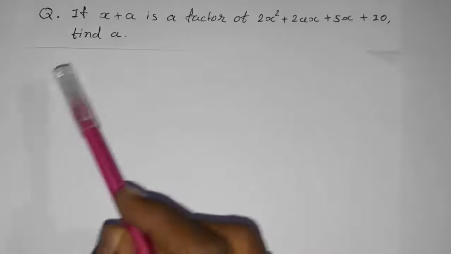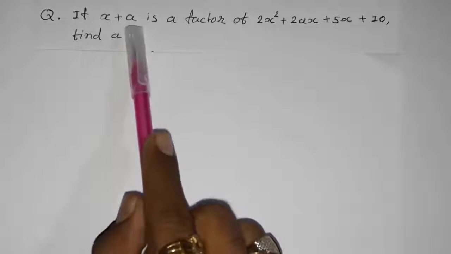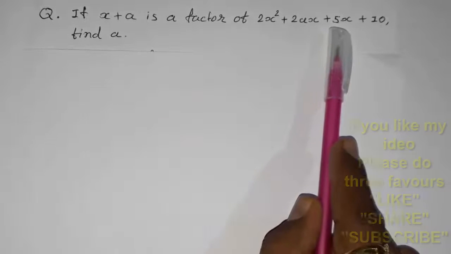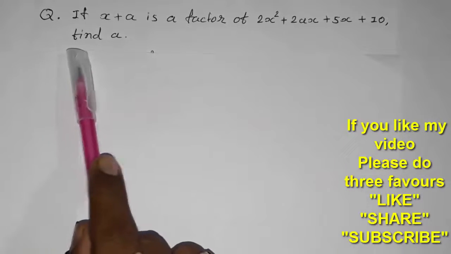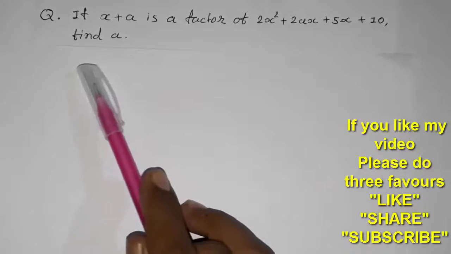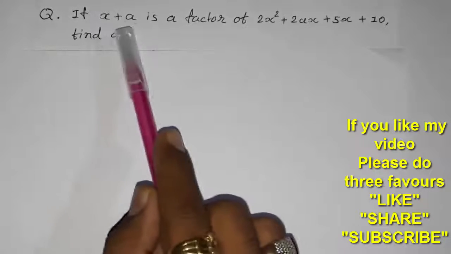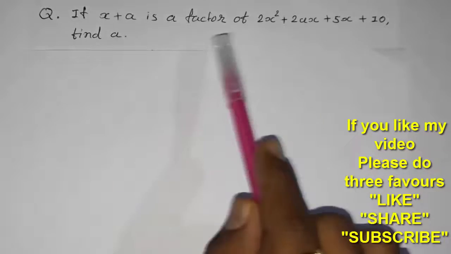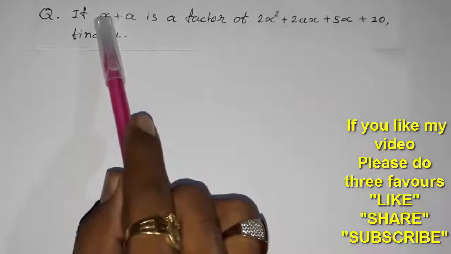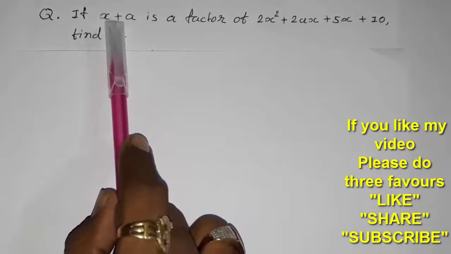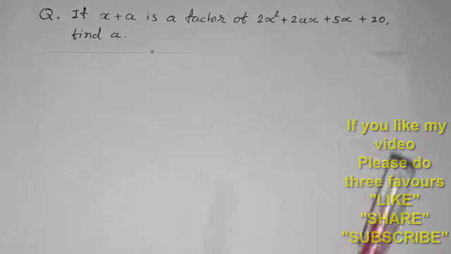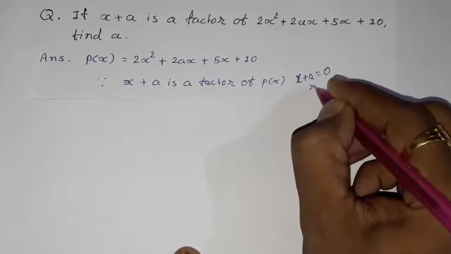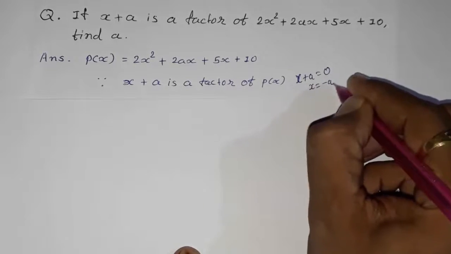That's question number 1. If x plus a is a factor of 2x square plus 2ax plus 5x plus 10, find a. What will a student generally think? That they have given x plus a is a factor, so we have to put the value of x as a and solve this. But you are wrong. Here x plus a is a factor, so first we have to find the value of x. We take x plus a equals 0, and then we find that x equals minus a.